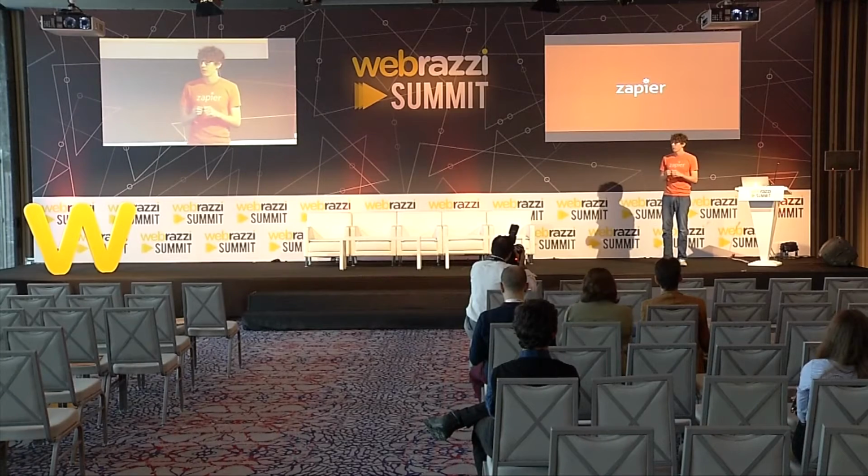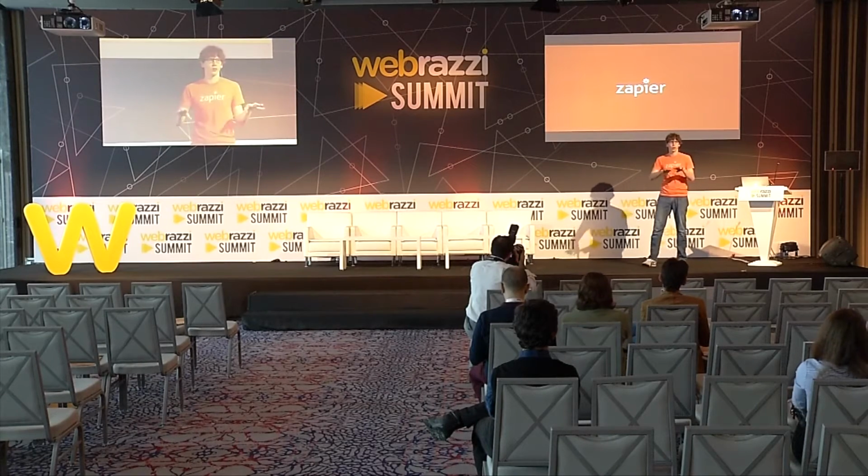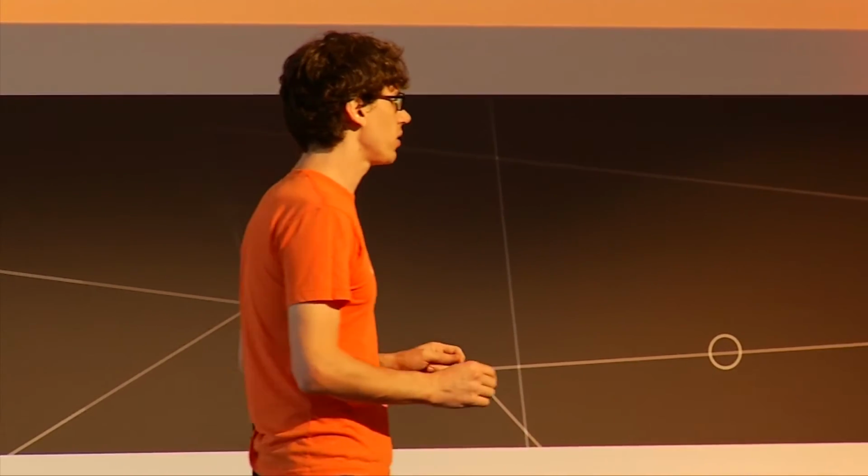So Zapier is a company that does product integration. We work with about 500 different APIs. We do hundreds of millions of API calls every day. And what's kind of interesting is we sit at the crossroads of all these different APIs, and we get to see a lot of really interesting things happening in the space.